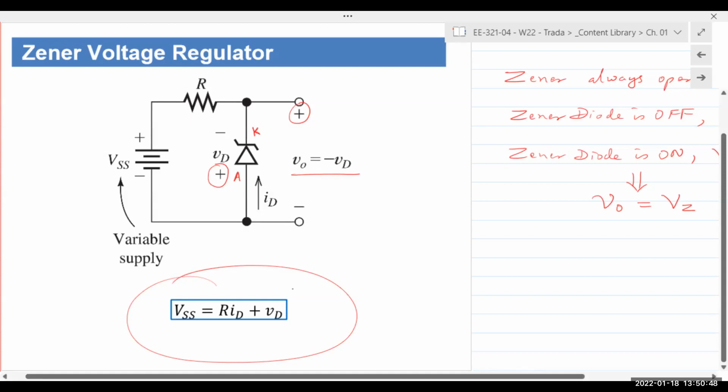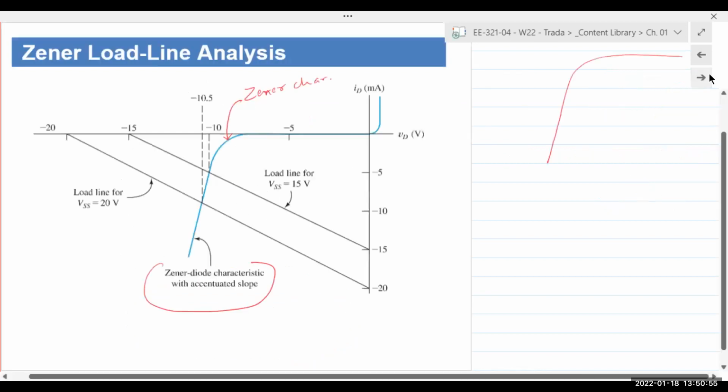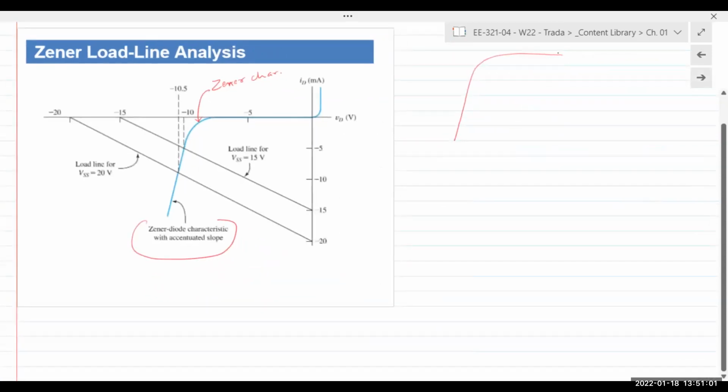Okay, so basically this is just applying KVL around the loop, right? And we obtain VSS is R ID plus VD. Now we analyze it and we find the load line for VSS equal to 15 volts. For VSS equal to 15 volts, determine the load line and find the output voltage.